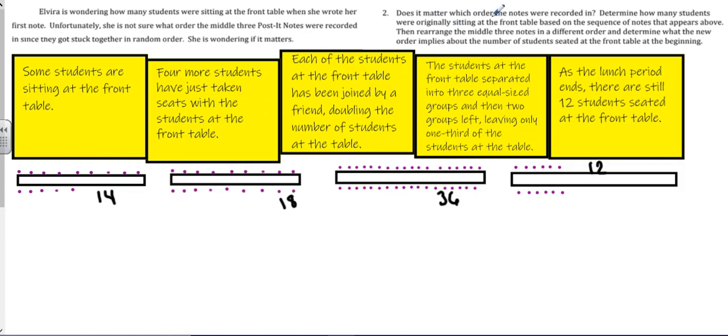So as you can see, 14 is different than the 16 we got with a different order. So does it matter which order the notes were recorded in? Yes, it matters which order the notes were recorded in. We rearranged them and we got a different answer.